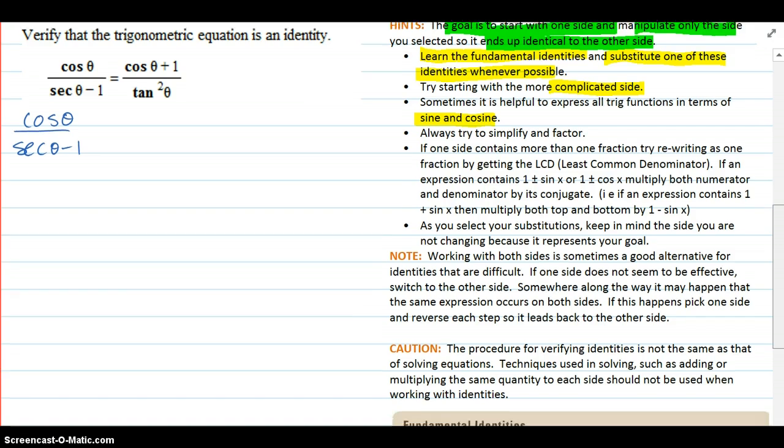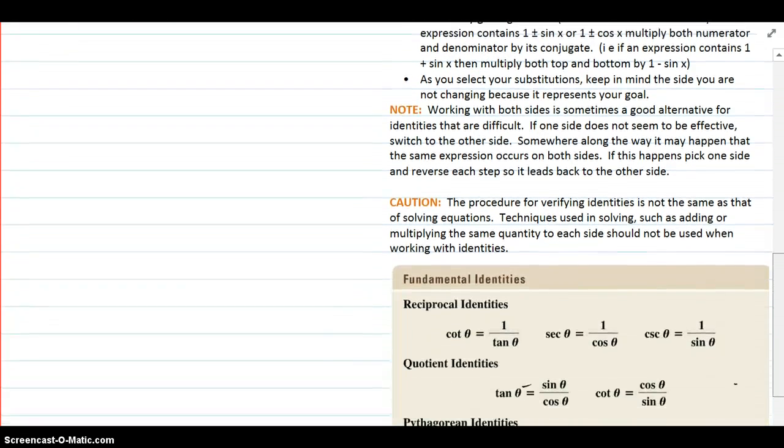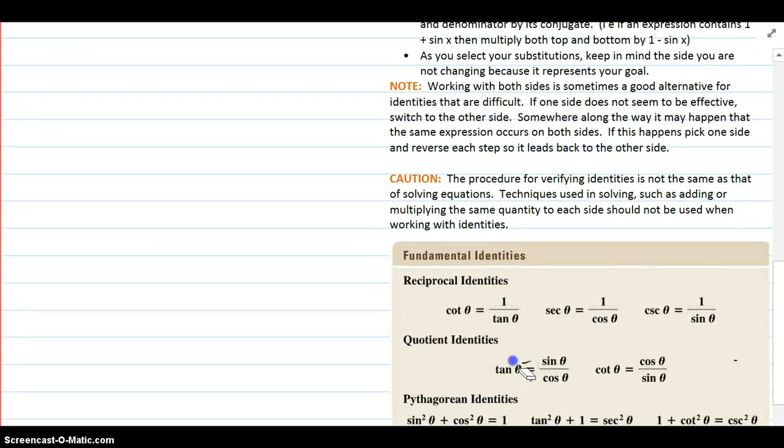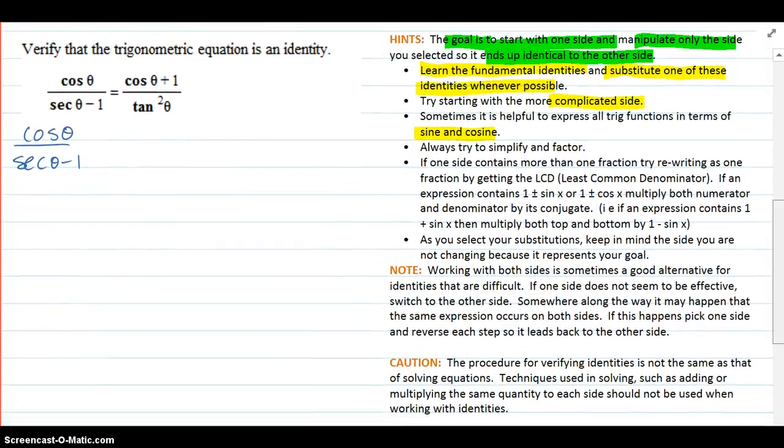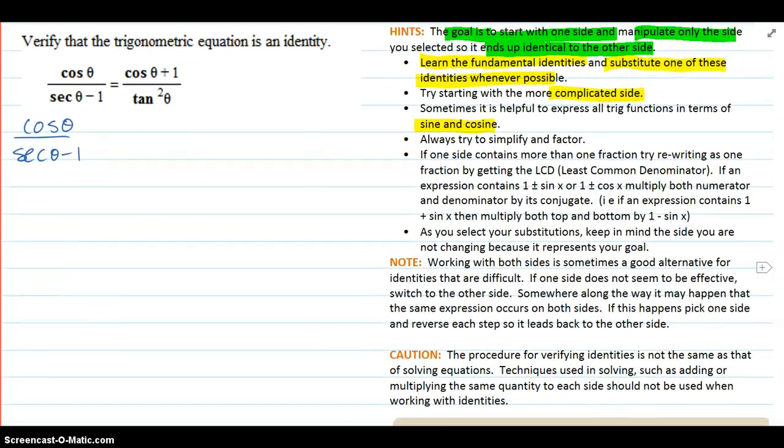And we know by the fundamental identities, I listed them here, that secant is 1 over cosine of theta. We have that identity. So let's go ahead and do that. Okay, so instead of secant, I'm going to write 1 over cosine of theta. And then everything else should stay the same.